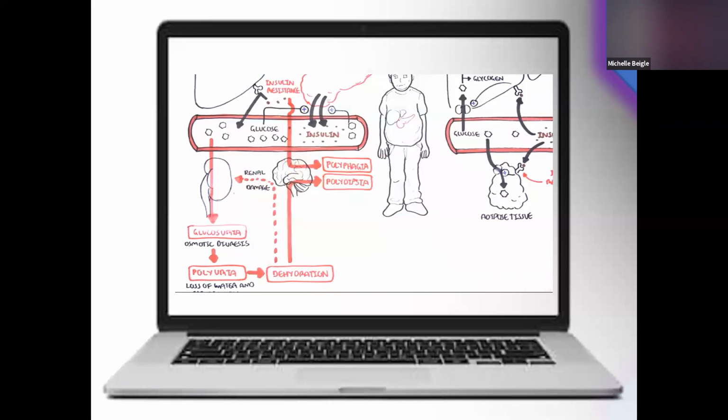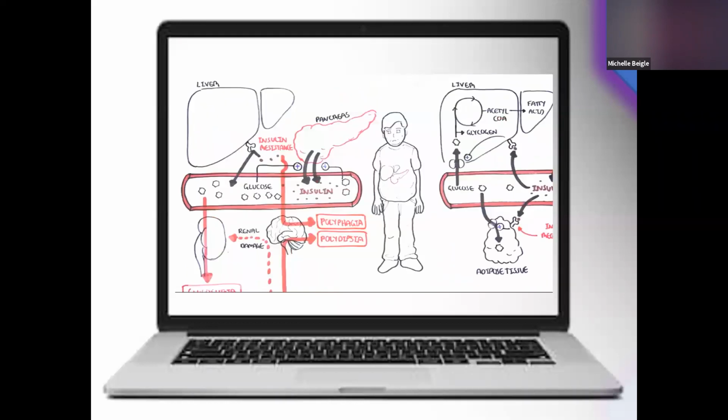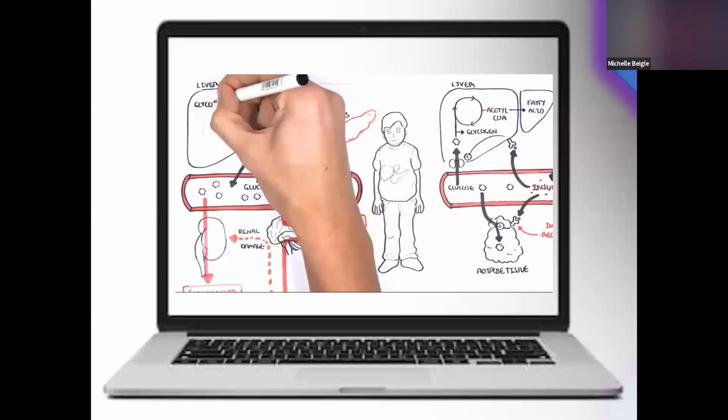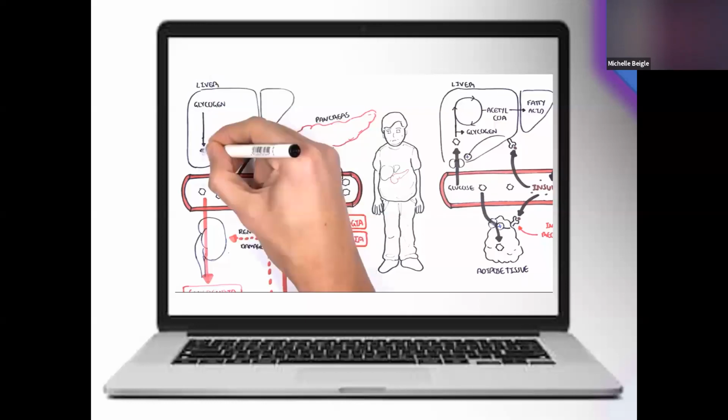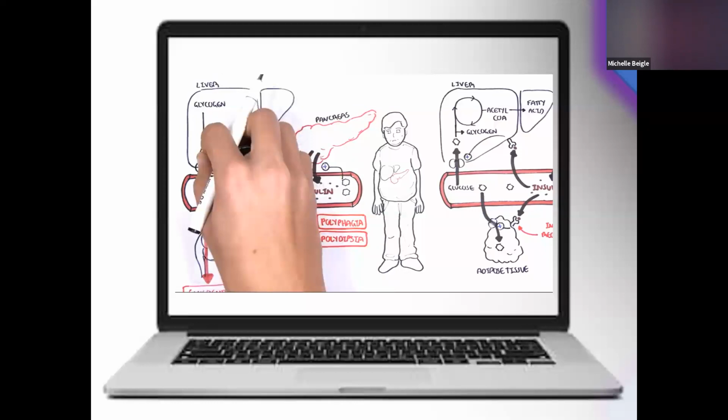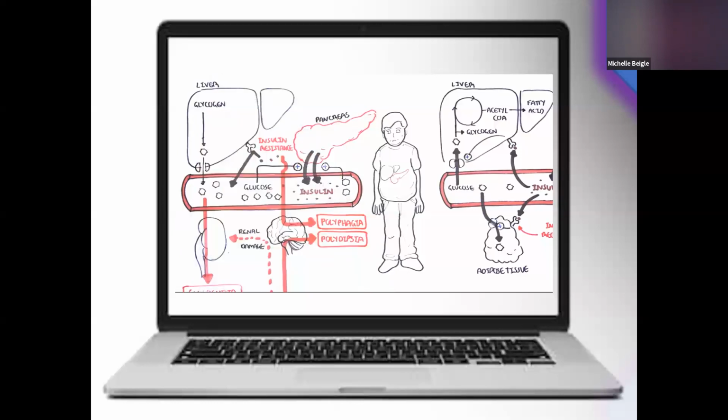Remember that insulin has many functions in the liver, and because of insulin resistance, glucose is not stored properly. Instead, you can get the opposite. You can get the liver actually releasing more glucose in the attempt to supply the organs that need it.